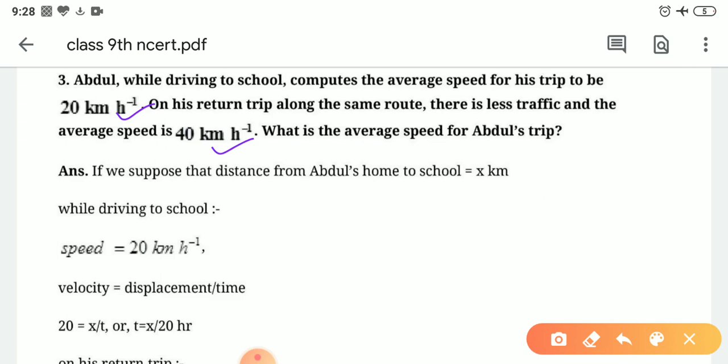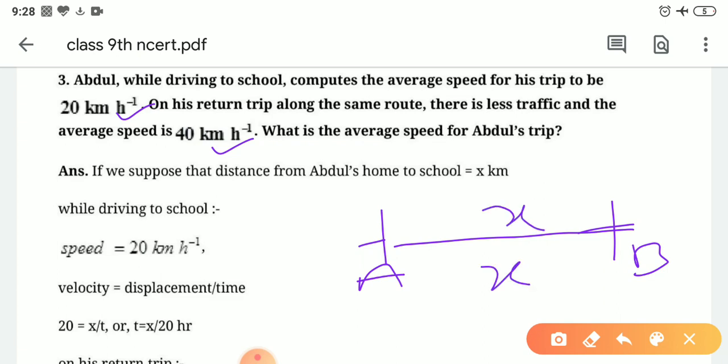We will suppose that the distance from Abdul's home to school is x. He is moving from A to B. A to B is x distance, then B to A will also be x distance. So the total distance covered by Abdul will be x plus x, that is 2x. We are supposing that the distance from A to B, from Abdul's home to school, is x kilometer. If I ask you the total distance covered by Abdul, what will you say? x plus x, that is 2x. 2x is the total distance covered by Abdul.